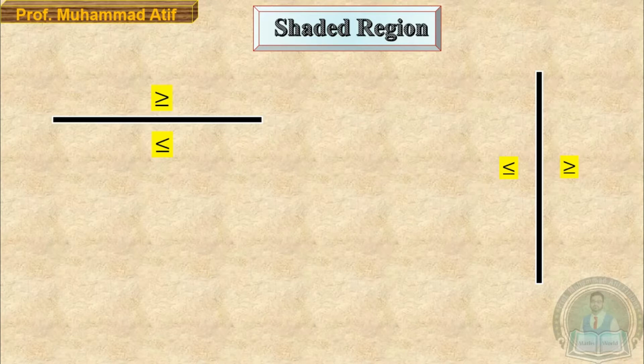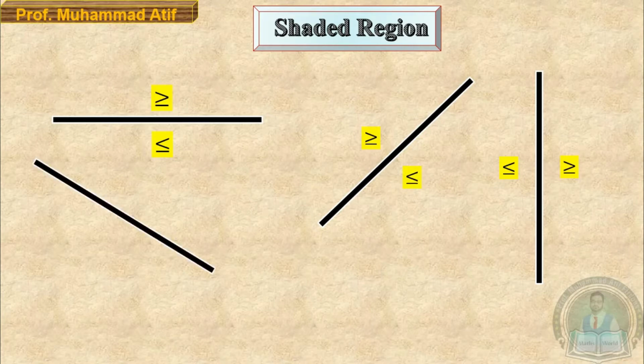And if the lines are diagonal like this, then in case of greater than or equal to, shade the above region. In case of less than or equal to, shade the below region. Similarly, in this diagonal line, you always shade the upper area for greater than or equal to and the lower area for less than or equal to. So very simple, four rules to shade a region.